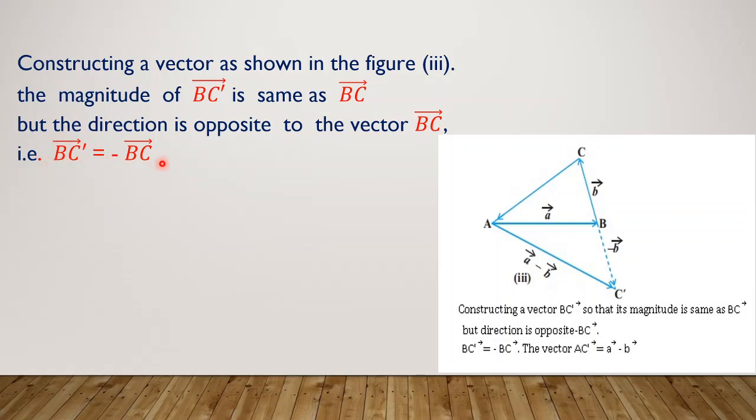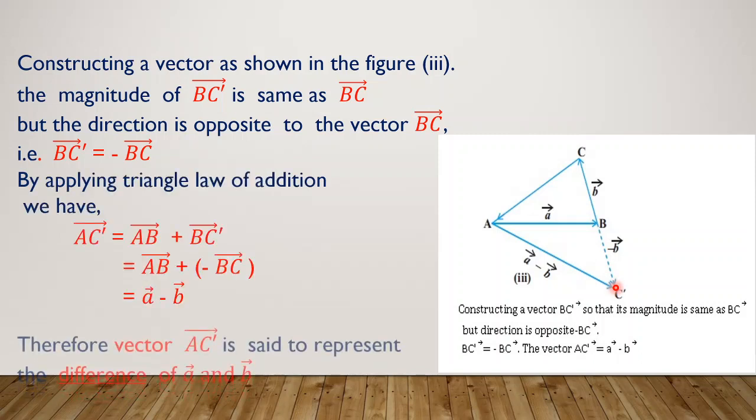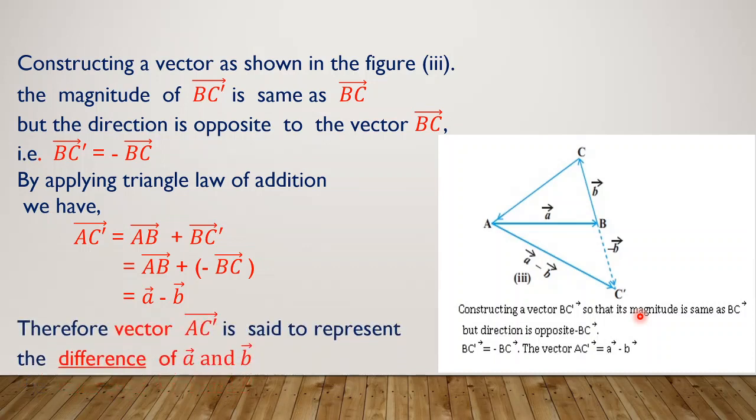Now apply the triangle law of addition to the triangle A, B, C dash. What do we get here? AC dash is equal to AB plus BC dash. AB is vector A, and BC dash is vector minus B. That means vector AC dash is equal to vector A minus vector B. This we call the difference of vector A and vector B. Vector AC dash represents the difference of vector A and vector B.